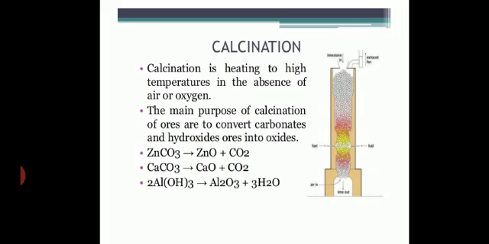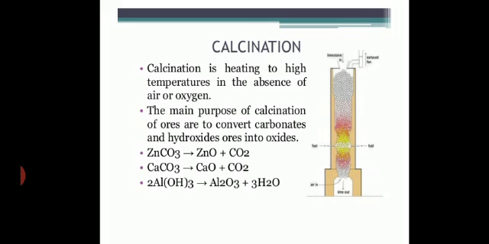Alright, during calcination and roasting, what we do is convert the carbonate ores, the sulfide ores, the hydroxide ores into their oxides. Why? So that they can be easily reduced, because the next step is your reduction. For example, you can see here zinc carbonate on heating gives zinc oxide and carbon dioxide. It is being heated in the absence of air, no oxygen is being used.